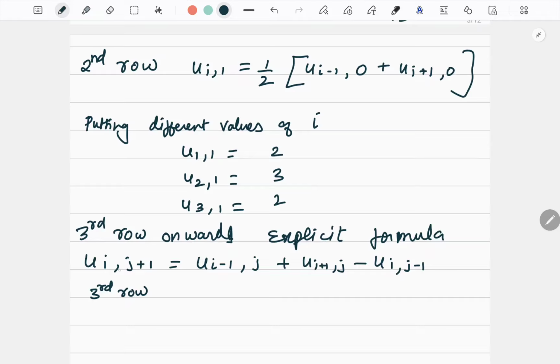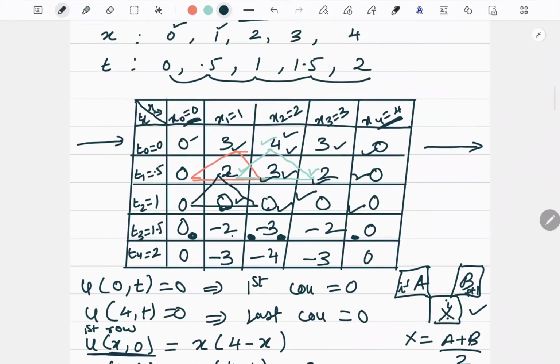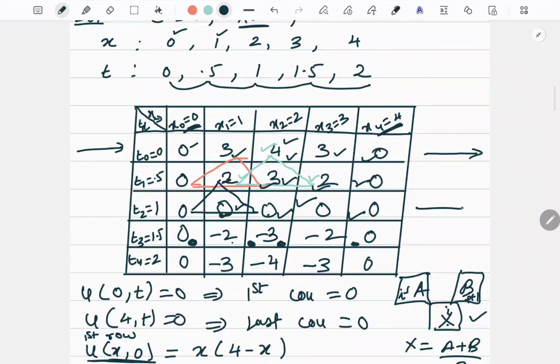See, I will put different values of i and j. When I am talking about the third row, always remember: when we are moving like this, who is changing? i is changing. And when we are moving like this, who is changing? j is changing. Okay, so we have already reached the second row. We have to start from the third row now.